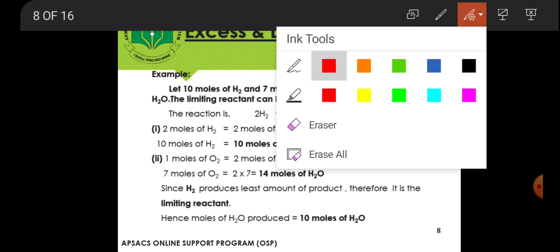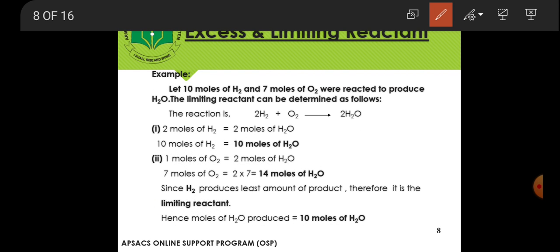So, the example is, let 10 moles of hydrogen and 7 moles of oxygen were reacted to produce water. The limiting reactant can be determined as follows. The general reaction is 2 moles of hydrogen combines with 1 mole of oxygen to produce 2 moles of water. So let's identify the limiting reactant. First of all, let's see how many moles of water are produced from 2 moles of hydrogen.